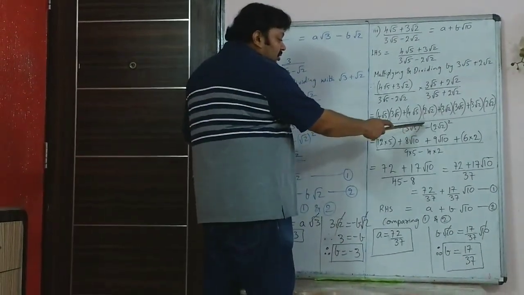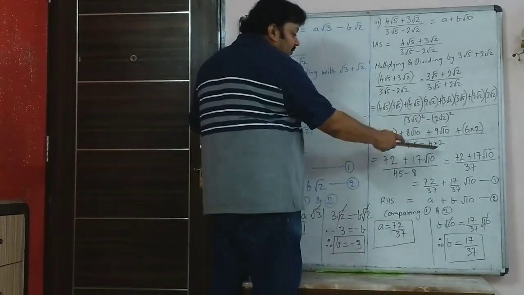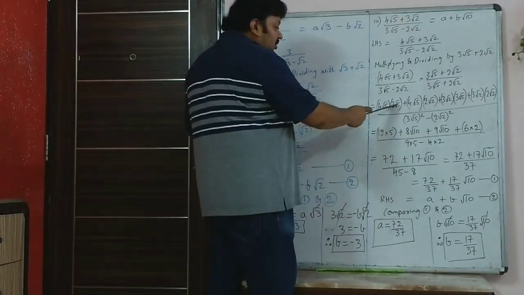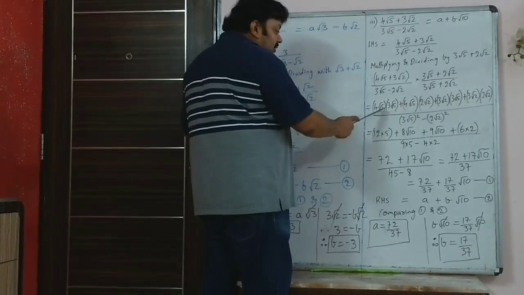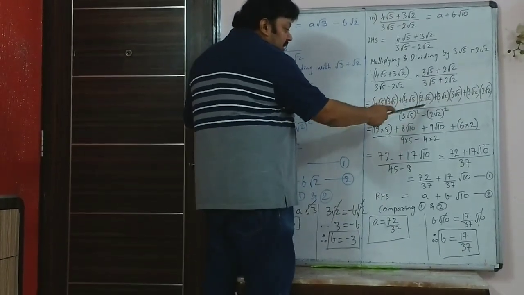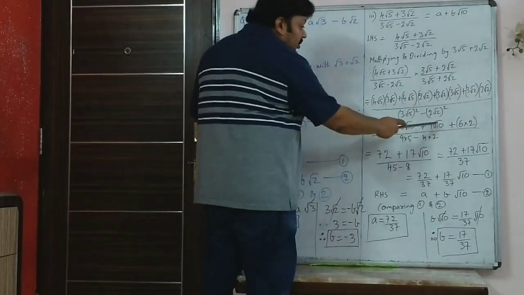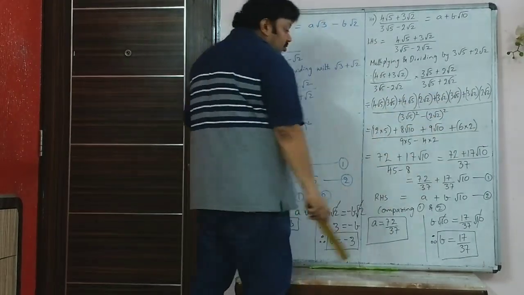3 squared is 9, root 5 the whole squared is 5, minus 2 squared is 4 and root 2 the whole squared is 2. So this is 12 into 5. 4 3s are 12, root 5 into root 5 is 5. This is 8 and this is root 10. That is 9 and that is root 10. This is 6 and root 2 into root 2 is 2.